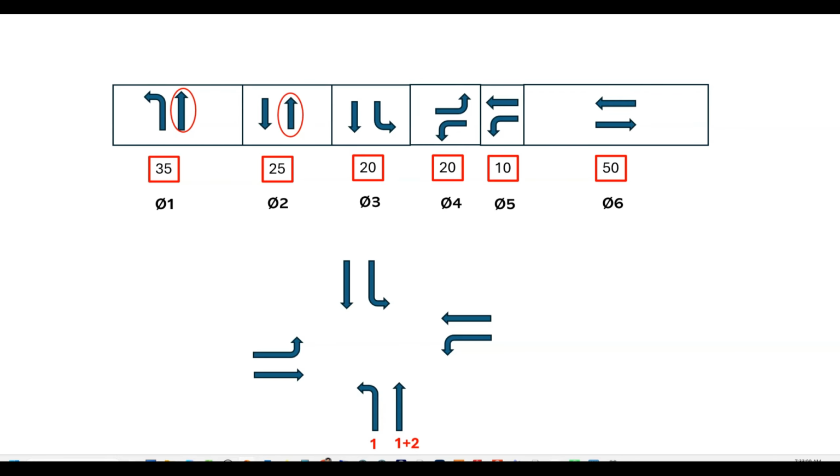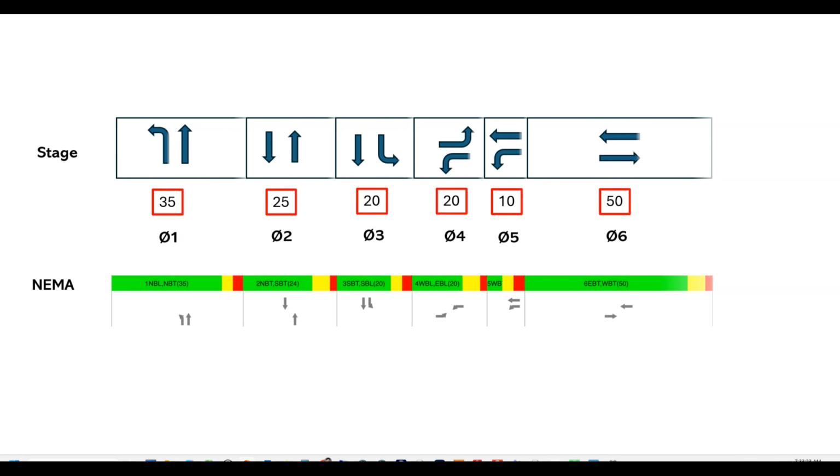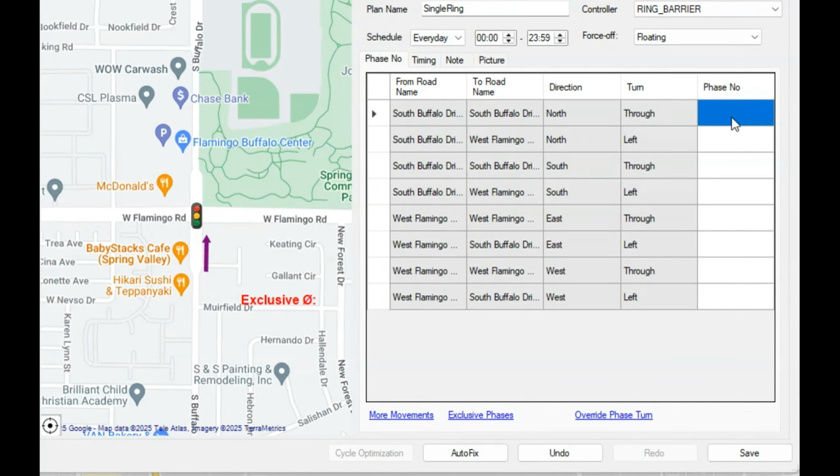However, the northbound through appears in both phases 1 and 2, thus it is assigned with an overlap of 1 and 2. Follow the same rule to assign other movements. This is how the final NEMA phase and ring structure looks. Let me show you how this is coded in WaySync.